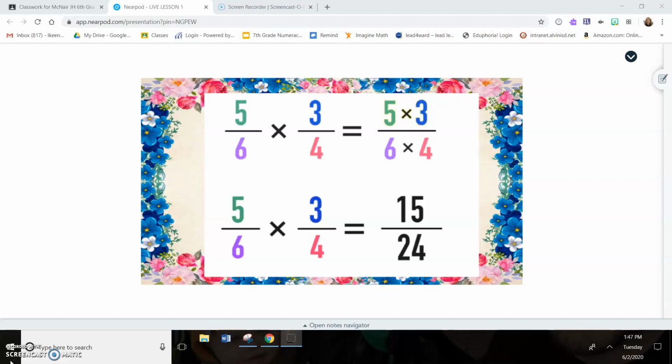But some of you might be saying, wait a second, Mrs. Brown, we can simplify 15/24 even further. And that is correct. We can do that.